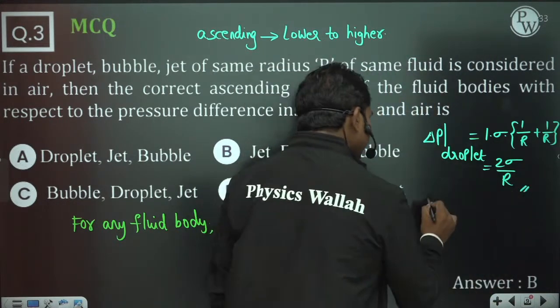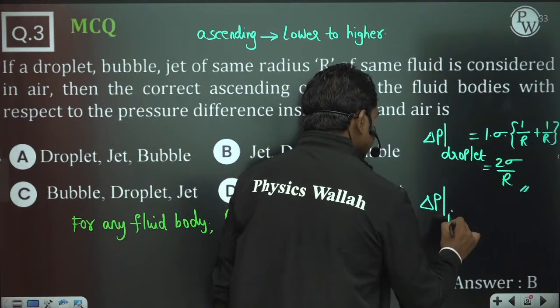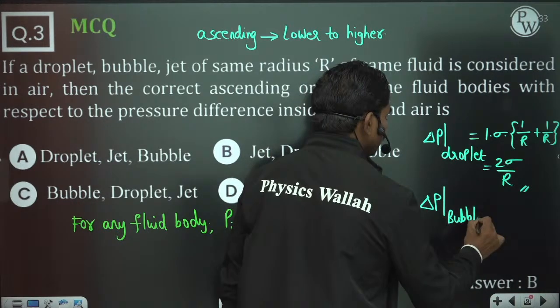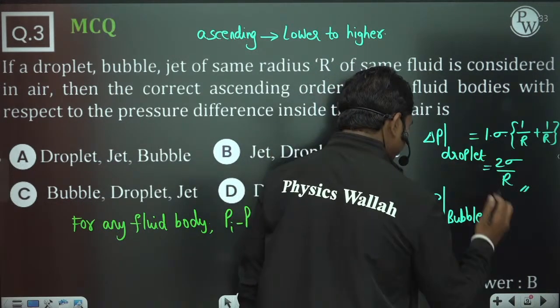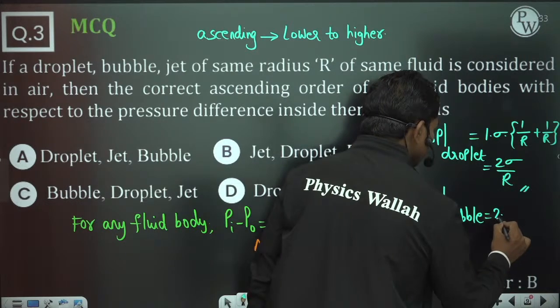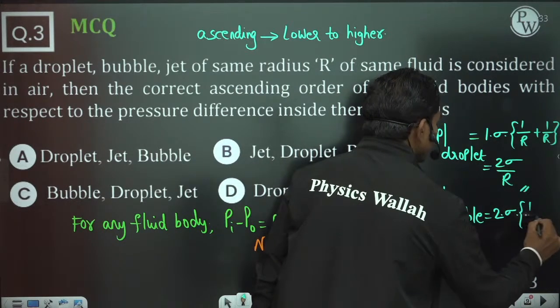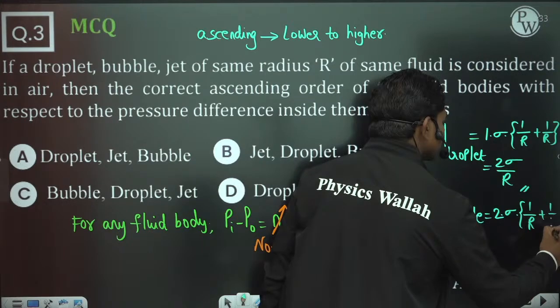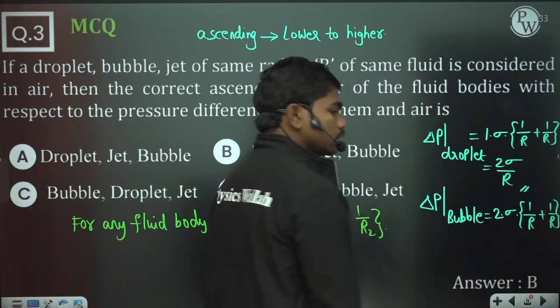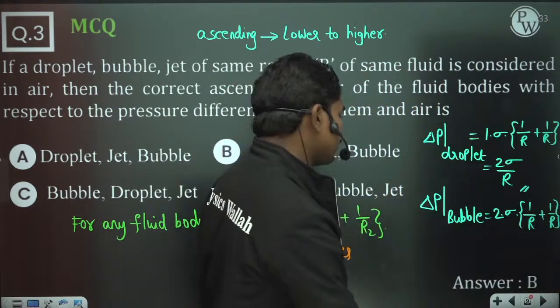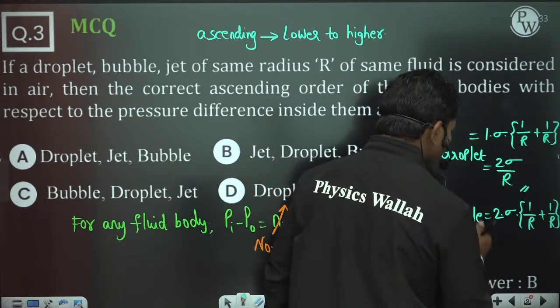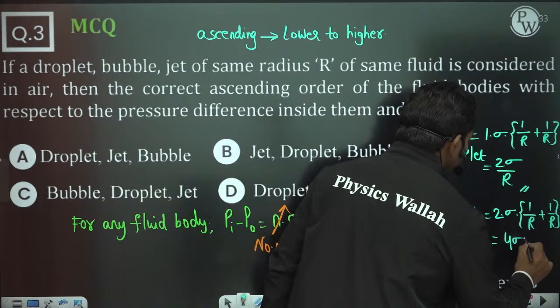Now if you take a bubble, delta P generated inside the bubble is equal to, in the case of a bubble you have two active surfaces, so 2 times sigma into 1 by r plus again 1 by r, because a bubble also has a radius in two normal directions, and you have the same radius. So this is equal to 4 times sigma by radius.